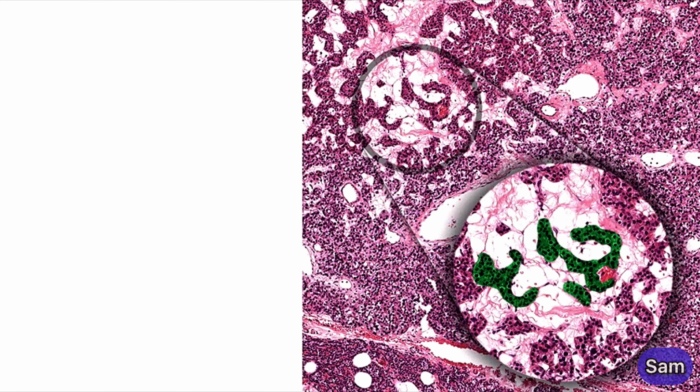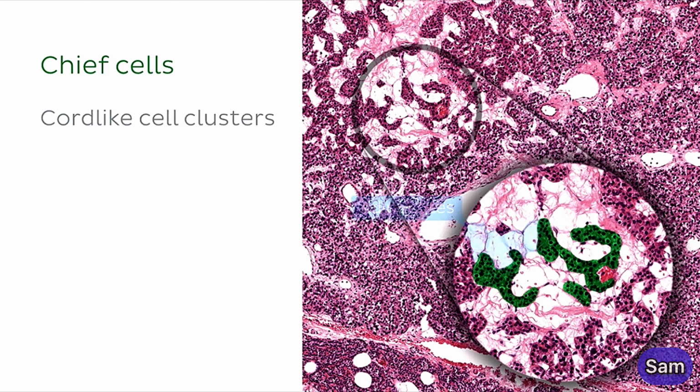When taking a look at chief cells around areas of adipose tissue, we can see they are arranged into cord-like cell clusters between adipocytes.